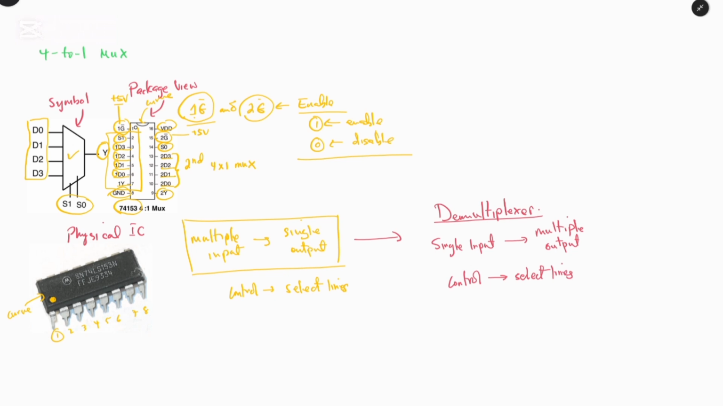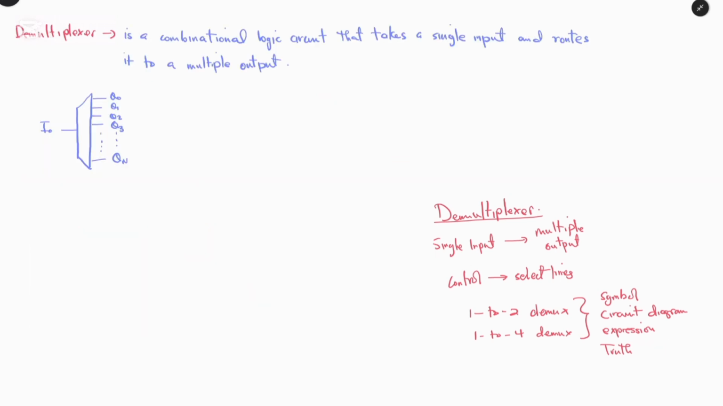So in this video, we are now going to discuss a demultiplexer, and we will discuss the 1 to 2 DEMUX. So DEMUX represents demultiplexer, and the 1 to 4 DEMUX. So based on our discussion, we will look at the symbol, and we can look at the circuit diagram, and we can look at the Boolean expression and the truth table. So we now define what is a demultiplexer. So a demultiplexer is a combinational logic circuit.